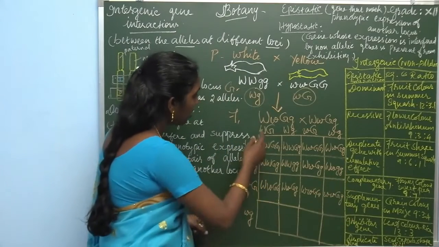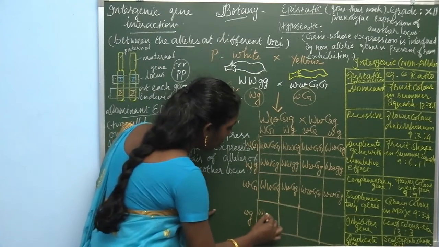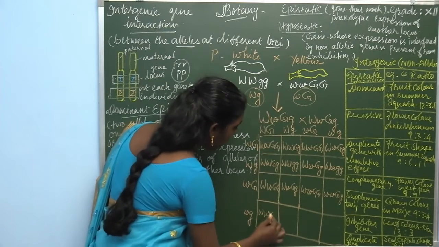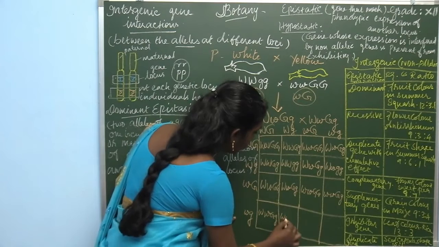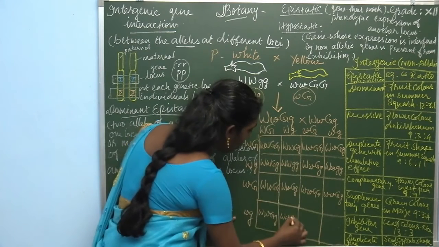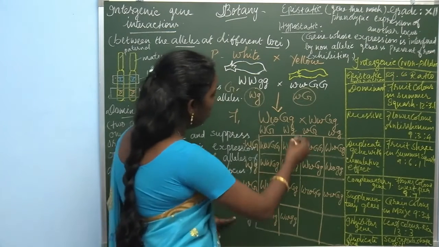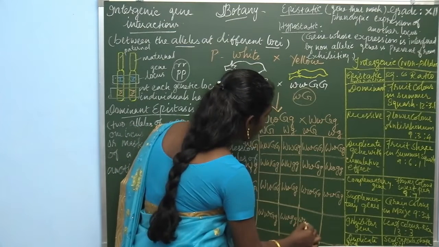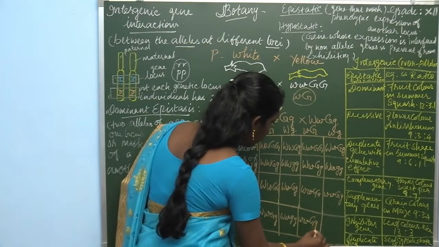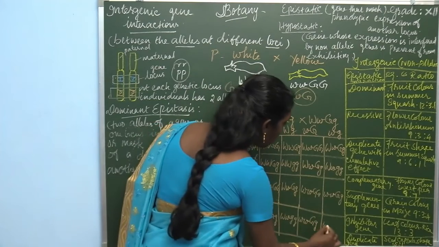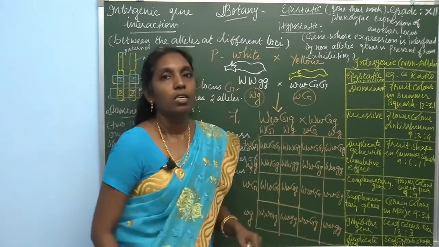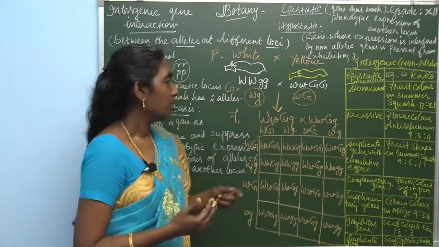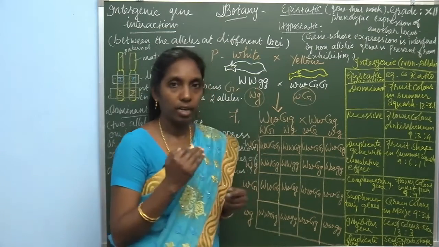Then this and this, capital W, small w, capital G, small g. Here, capital W, small g, small g, small w, capital G, small g, and small w, small g, small g. So, here the dominant character is W, white color.